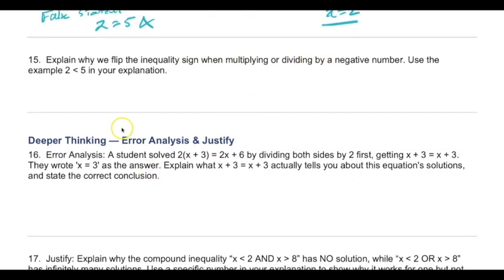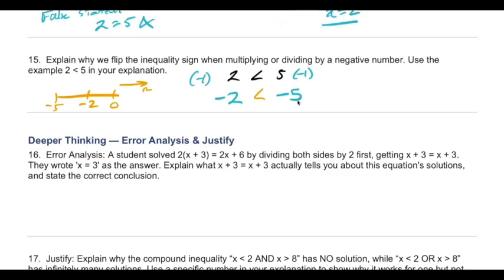Okay, explain why we flip the inequality sign when multiplying or dividing by a negative number. Use the example 2 less than 5 as an explanation. So we're just going to use that example as our basis. If I multiply everything by -1, which you're allowed to do, you're allowed to multiply both sides by the same number, I'm going to get -2 and -5. Well, if I still had it like this, that would be wrong. Right? -2 is not less than -5. On a number line, going from left to right is bigger.